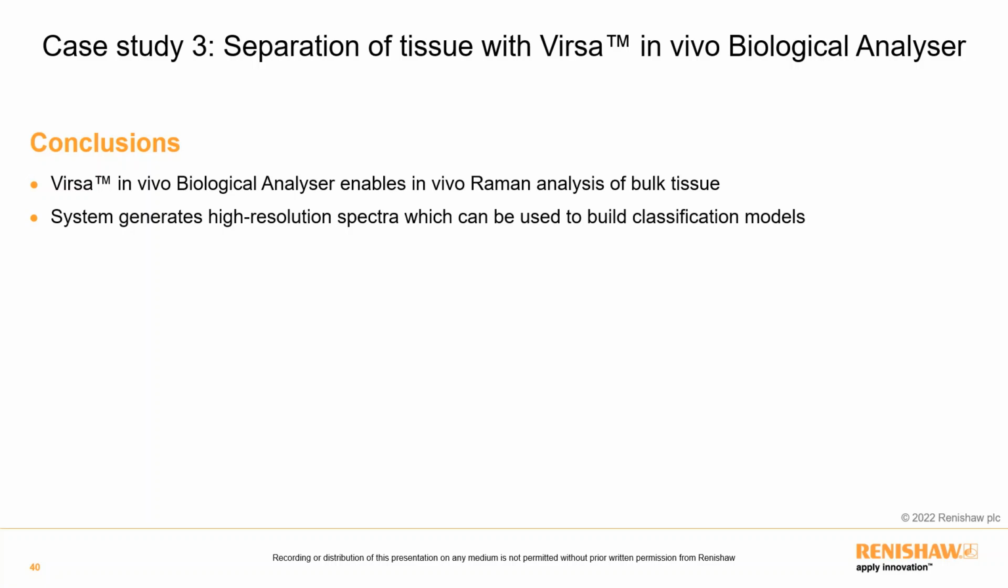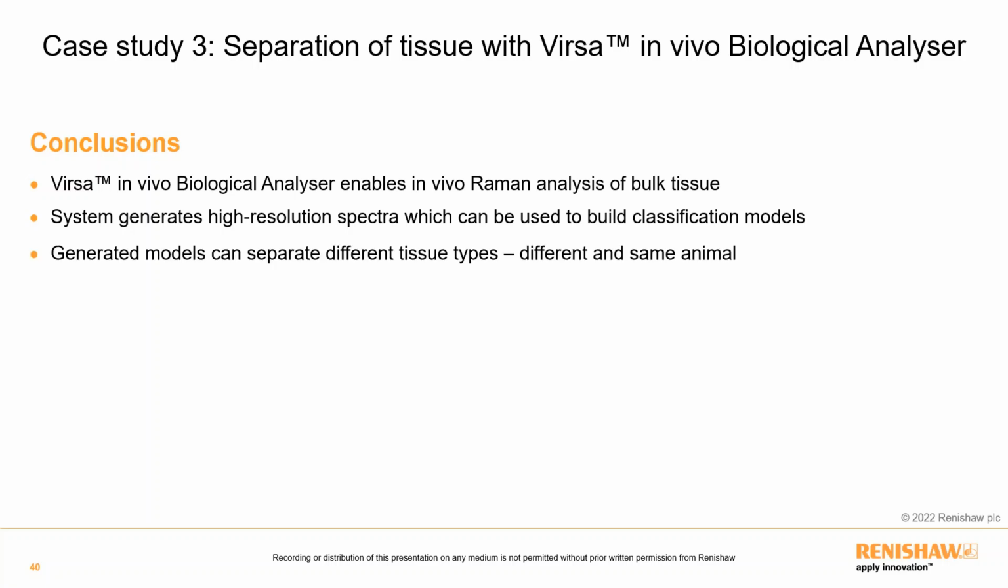This enabled classification models to be built which could separate different tissue types either from different animals or from the same animal. The data demonstrates the potential for using our Virsa in vivo biological analyzer to study tissue in situ. This will allow classification models to be rapidly applied to unknown tissue without having to remove a biopsy, and valuable information about tissue state can be obtained very quickly.